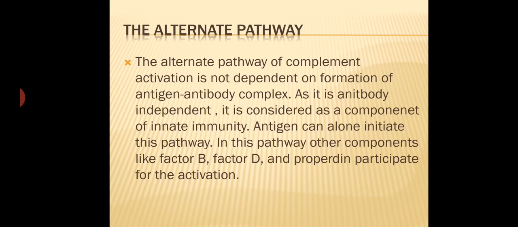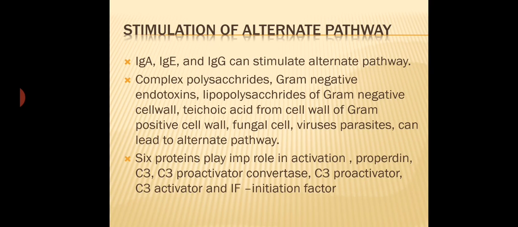So what are the differences between the classical and alternate pathway? In the alternate pathway, there is involvement of different factors. Those factors are denoted as factor B, factor D, properdin, etc. So these three factors are different from the classical pathway, and these factors are involved in activation of complement by the alternate pathway.